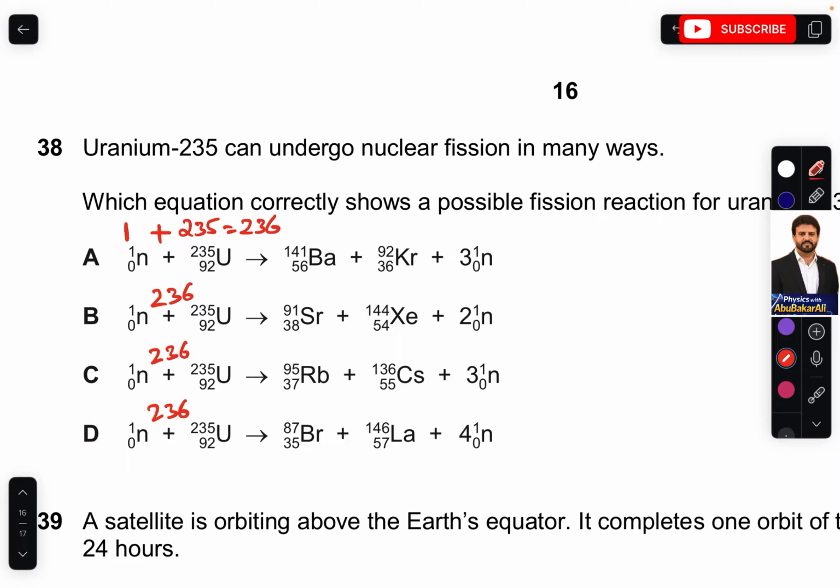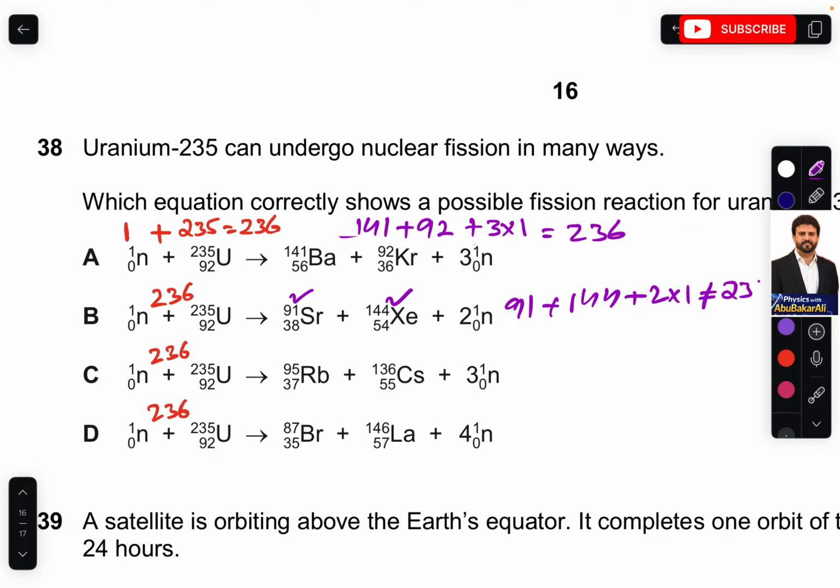Now, if the mass on the right hand side, the mass of these elements, is also 236, then that is correct. So if I add 141 plus 92 plus this 1 is the mass of a neutron and there are 3 neutrons, right? So total mass will be 3 into 1. When you add them, this will give you 236. Okay, if you add 91 for this plus 144 for this plus 2 into 1, that is not equal to 236. Same is the case here, same is the case here.